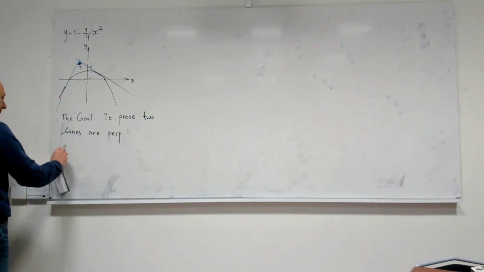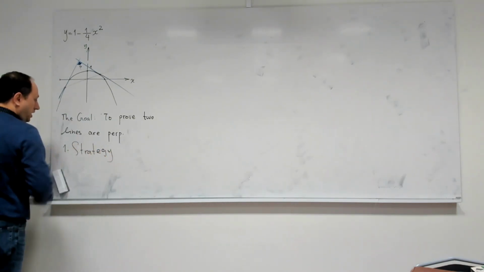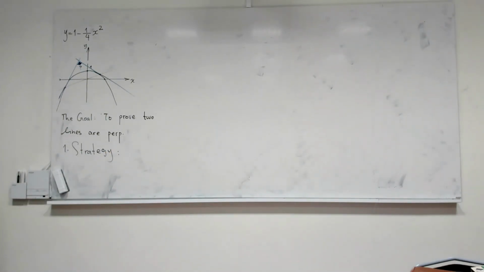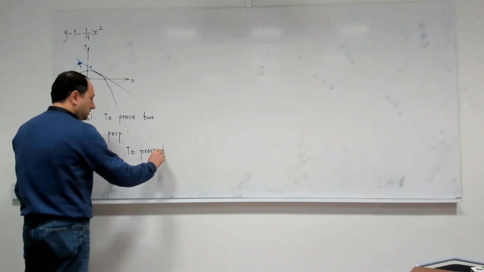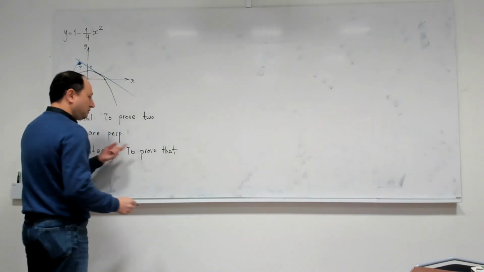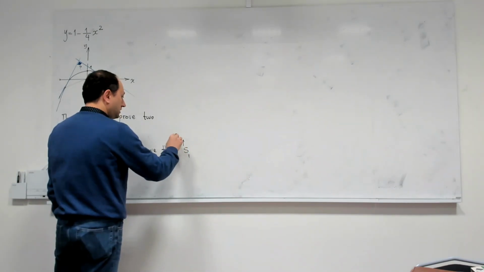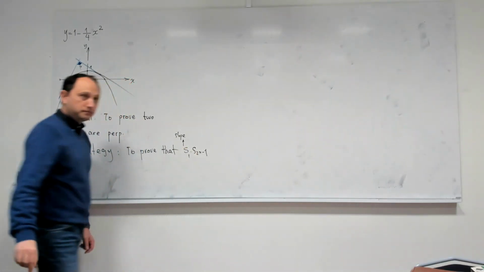Number one, a strategy. So how can I solve this? Can you write a sentence for me? What is my strategy now? Yes? Prove that the k values of the two lines multiplied becomes -1. This is my strategy. To prove that, let me make it short, S1, the slope of the first line, times S2, the slope of the second line, is -1.